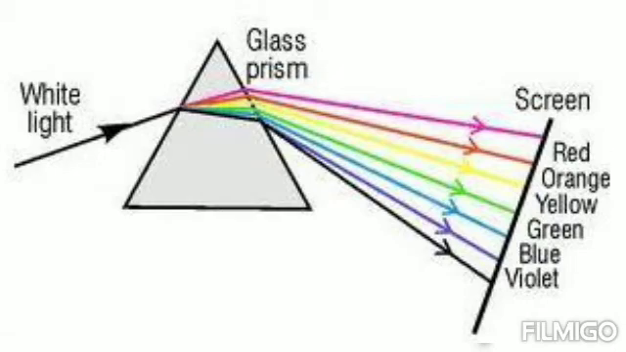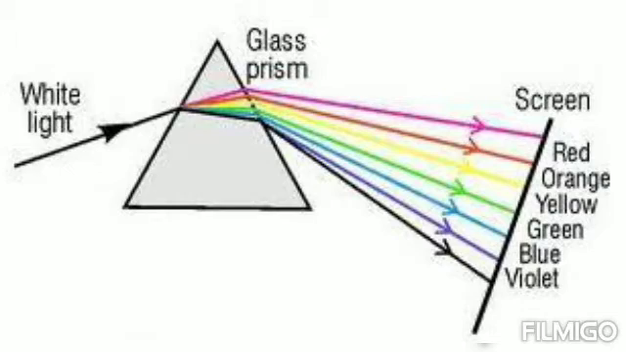As you can see in the picture, there is a glass prism on which white light is allowed to fall. When white light falls on it, you can see it is split into 7 different colors, arranged in a definite pattern. This band of 7 colors is known as the spectrum. Children, this process of splitting of white light into 7 colors is known as dispersion of light.